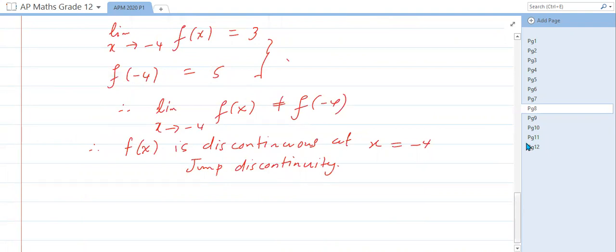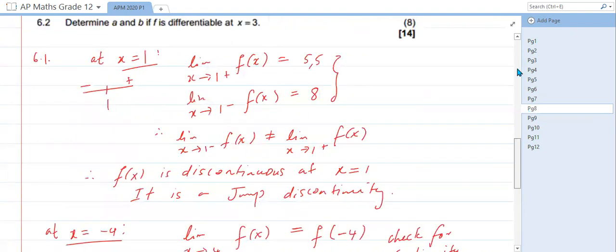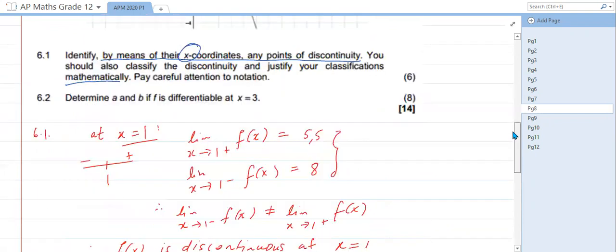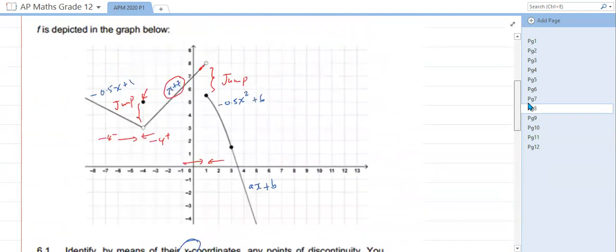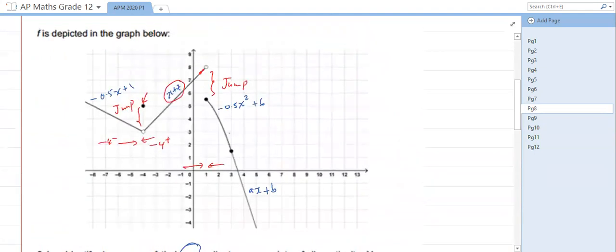Moving on to the next question, which is question 6.2. This was 6 marks. Determine a and b if f is differentiable at x is equal to 3. So we are looking at x is equal to 3. What we're saying is at x is equal to 3, it is differentiable.